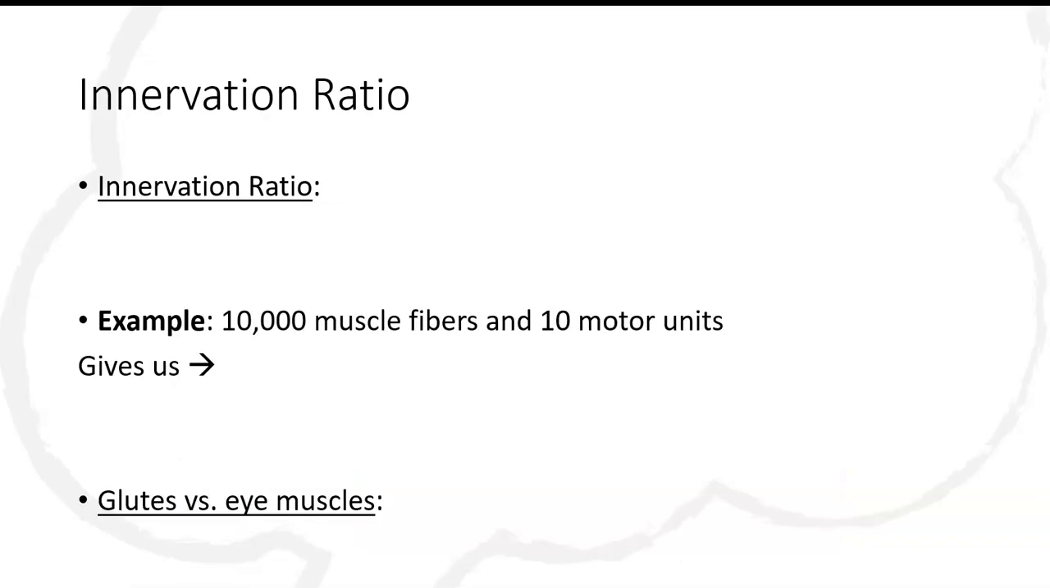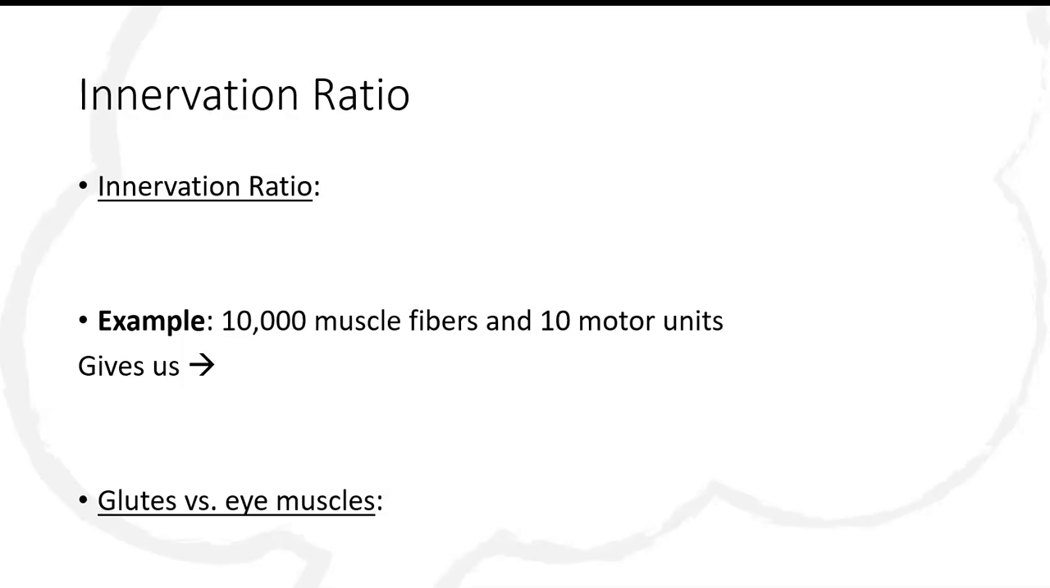Okay, so we're going to talk about what an innervation ratio is, and again, what we just did for the glute versus the eye muscles. I will actually define what we just described. So a definition of an innervation ratio is the ratio of the number of alpha motor neurons to the total number of skeletal muscle fibers in a single muscle. This tells us the average number of fibers in what's called a muscle unit.